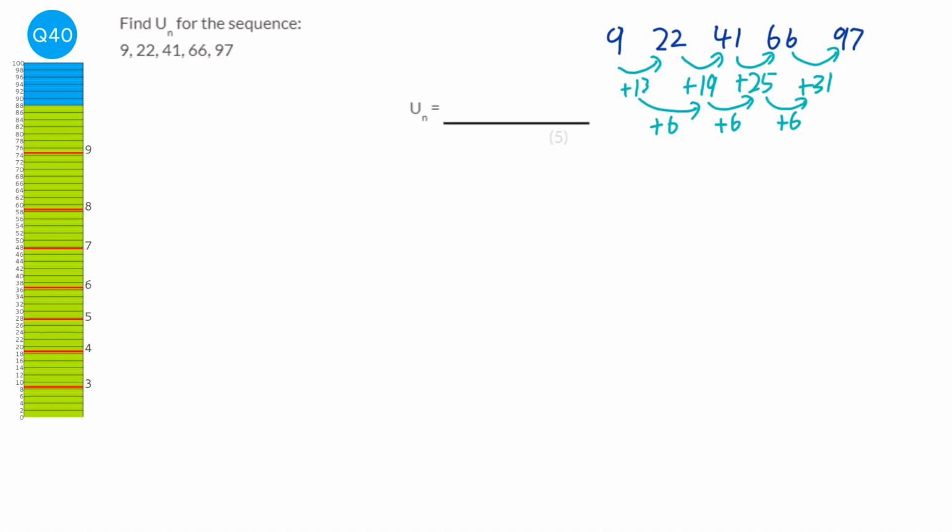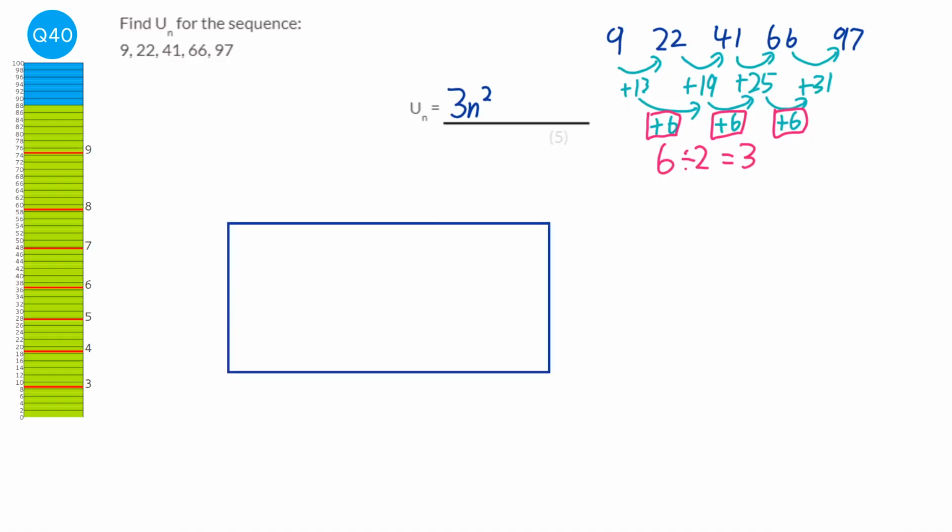When you have a difference of differences, it's going to be a quadratic sequence. And we're interested in what the difference of differences is, because what we now do is get that 6 and we always halve it, and it gives us 3. Now that 3 is actually really important because that is the coefficient of the n squared. So we know our sequence will begin 3n squared. So we're going to do a table now to see what the rest of the sequence will be.